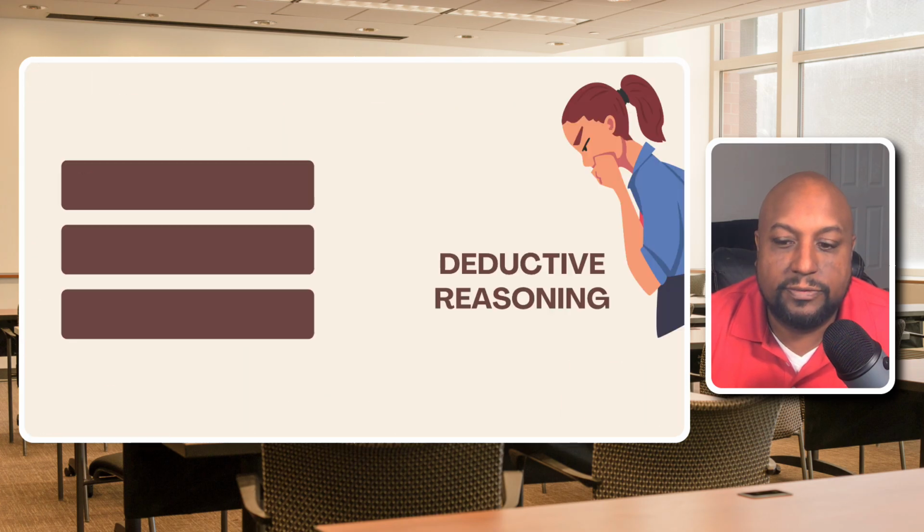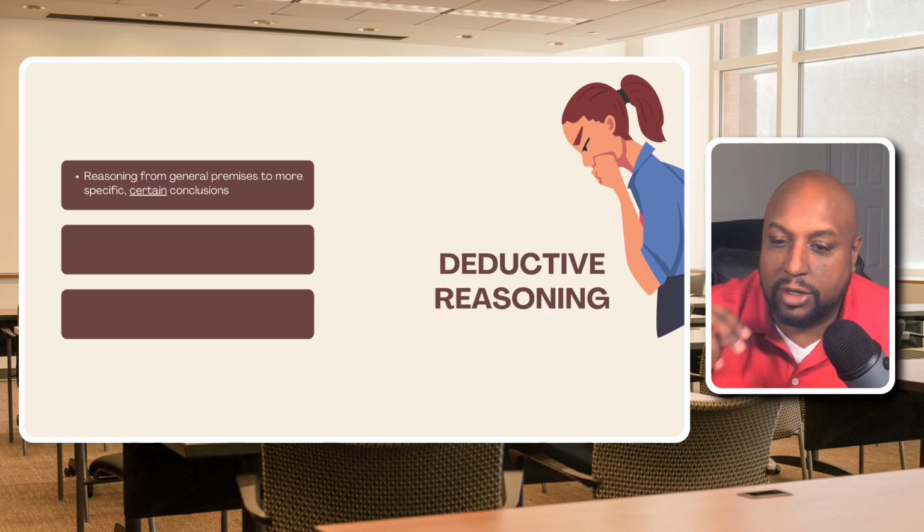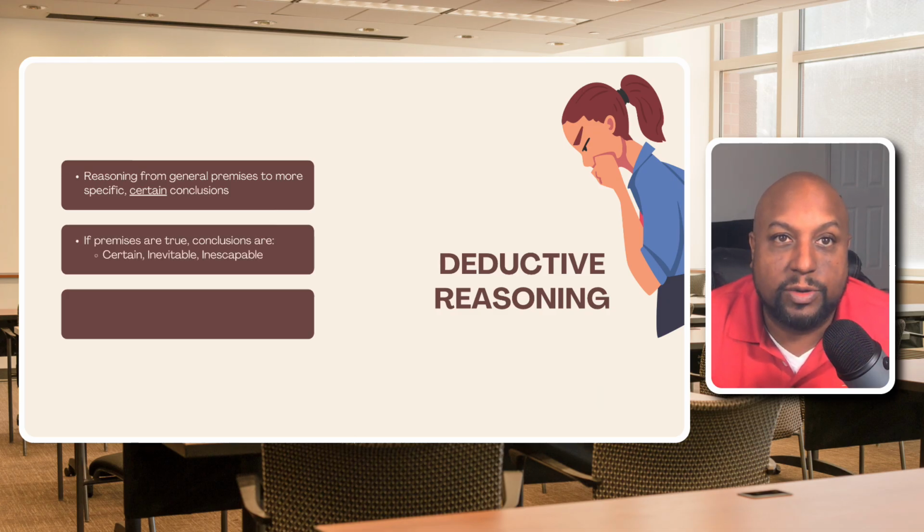The second form of logic I want to talk about is deductive reasoning, right? Inductive reasoning and deductive reasoning. Deductive reasoning is very different from inductive reasoning. This is reasoning from general premises to more specific and then certain conclusions. With deductive reasoning, our conclusions are certain. Our conclusions are unavoidable. If our premises are true, then our conclusions are certain, they're inevitable, they're inescapable. There's no way around them.